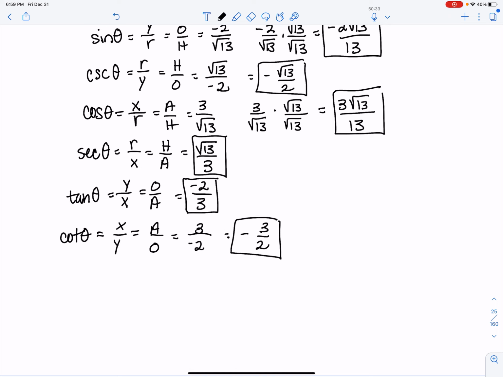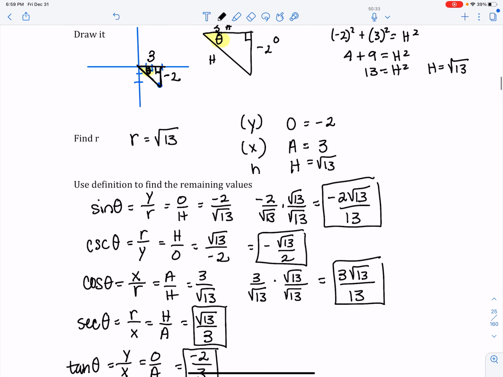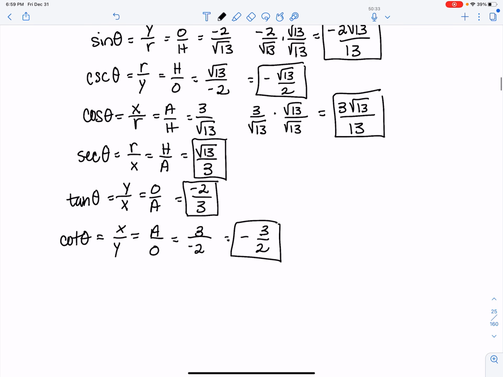So those are the 6 trig functions using those definitions. And like I said, if you are able to draw out the triangle, and remember that you draw out the triangle with the angle resting in between the hypotenuse and the x-axis, you'll be fine. Or you just use y over r, x over r, or y over x. Same thing.